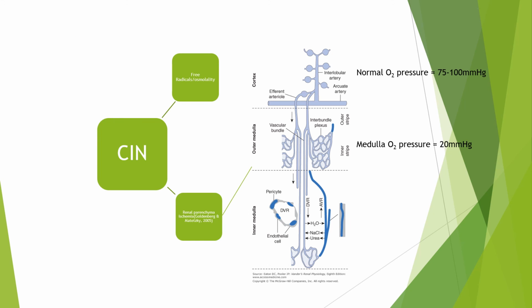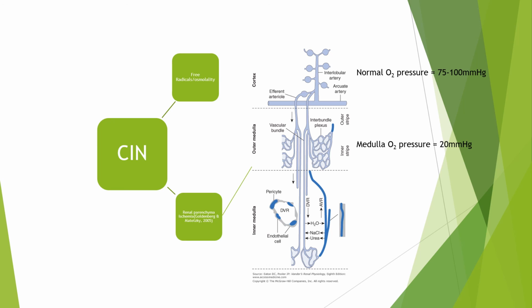The exact mechanism of contrast-induced nephropathy is not well known. The first suggestion is due to free radicals and the contrast osmolality itself causing renal epithelial cell damage, which in a sense is saying it's a direct damage to the kidneys. The other mechanism suggested is a renal parenchyma ischemia.